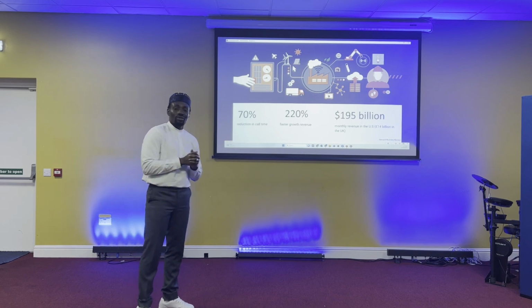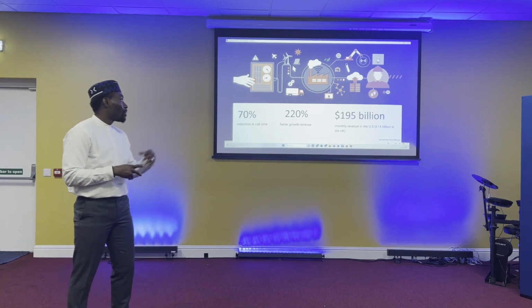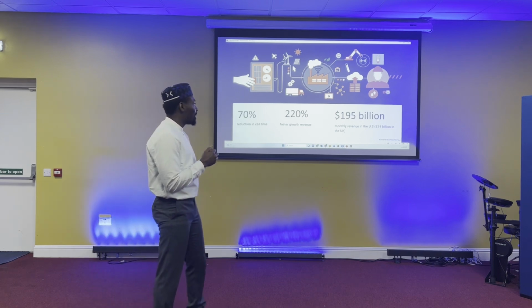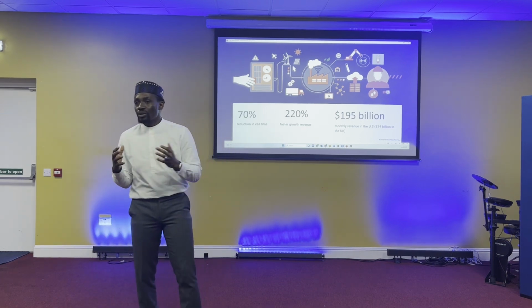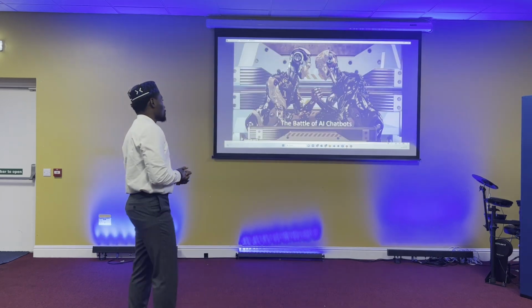220% faster gross revenue. Very true. People can actually make more money with AI. 195 billion monthly revenue. That is what businesses are making leveraging AI and automation. Let's go to the next one.